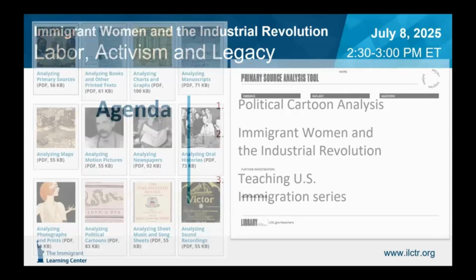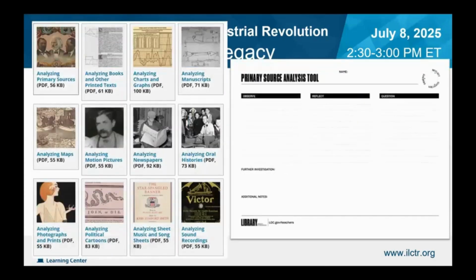So for this first activity, we're going to be using the primary source analysis tool by the Library of Congress. What is so great about this is if you go to their website, they have some instructions and teacher's guides for how to use this with many different types of primary sources. Today we'll be using it for a political cartoon, but they can also be used to analyze oral histories, sheet music, charts, maps, all sorts of things. They've really put together some great resources to help you use this with your students.